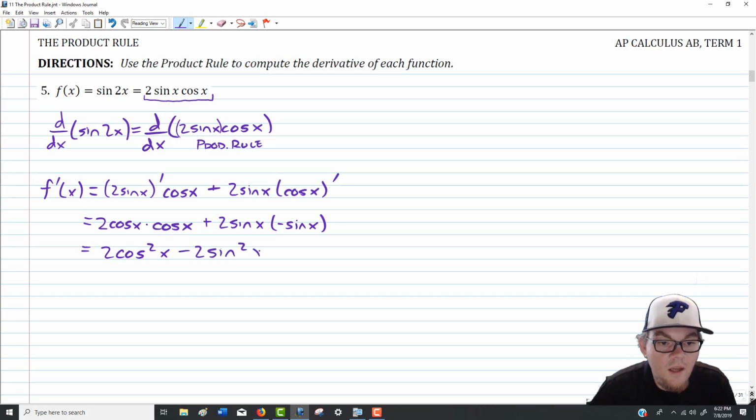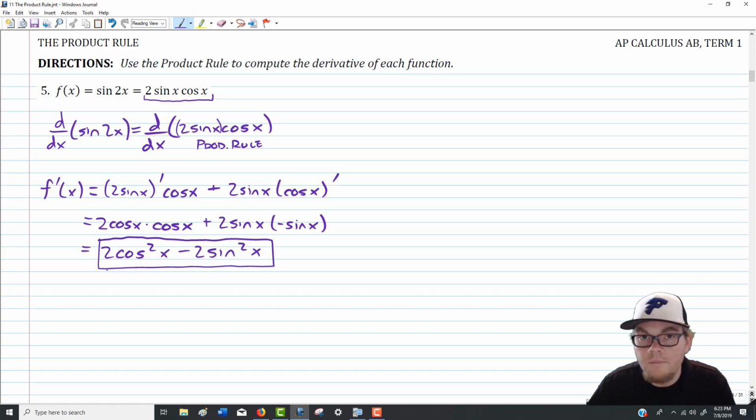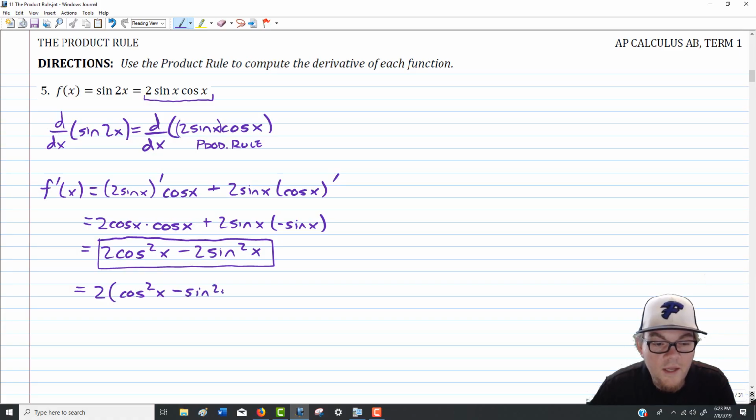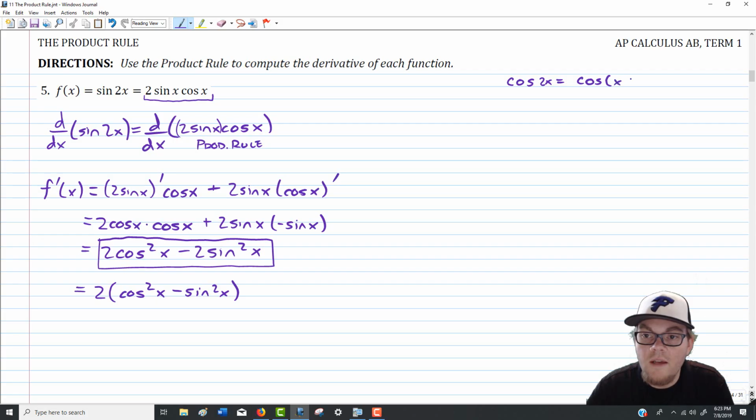sine squared of x. Now this is a very acceptable final answer, except this actually happens to be very much like a particular identity. In particular, if you factor out a 2, you get that the answer is 2 times cosine squared of x minus sine squared of x. And here's the thing. Again, it's probably been a while since you remember, but if you have cosine of 2x, that's the same thing as cosine of x plus x. Cosine of x plus x, using the angle sum and difference identity, we can use the cosine conga.